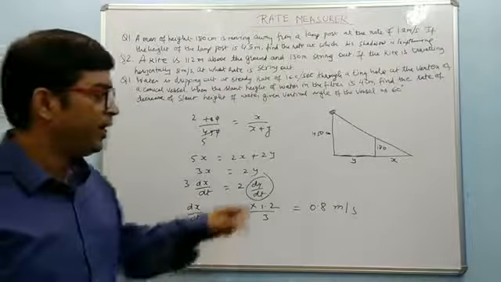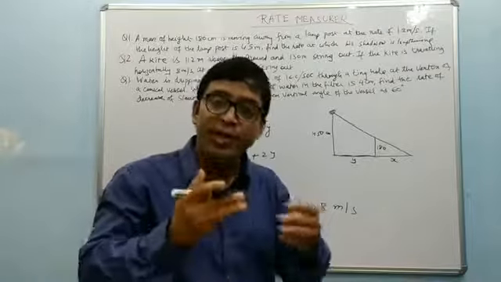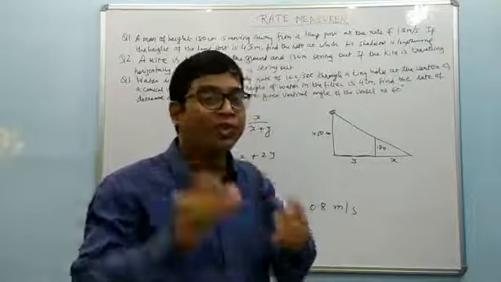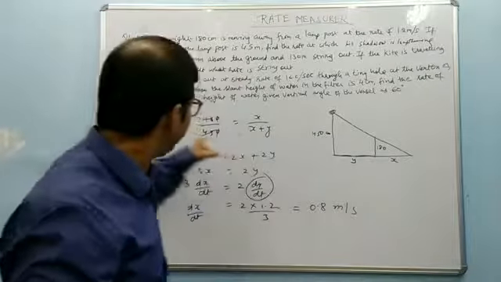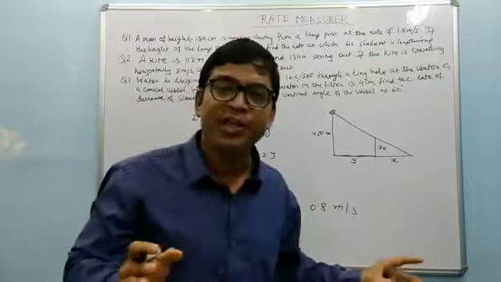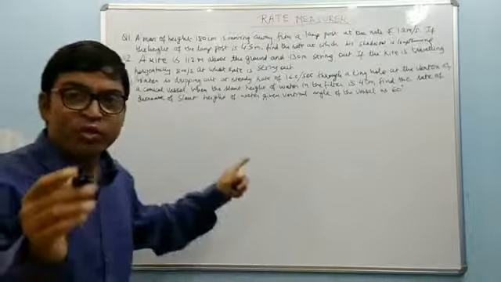And what is dx by dt? Dx by dt, x is actually the length of shadow. So dx by dt is the rate of change of length of shadow. Very simple. Once again I am telling you, establish the relation between the variables, differentiate with respect to t and you will get the unknown thing. Now see question number 2.